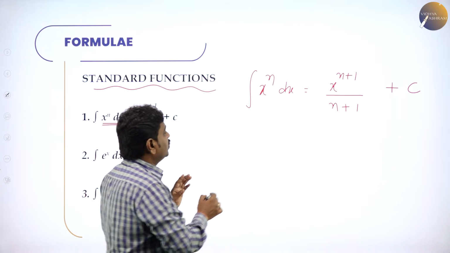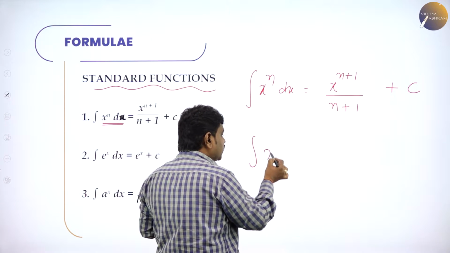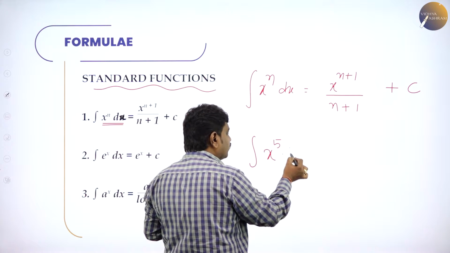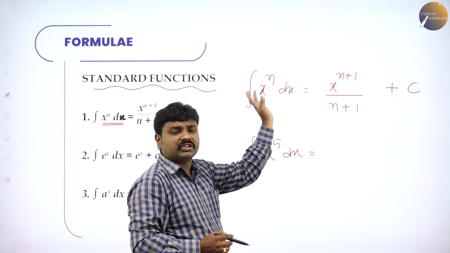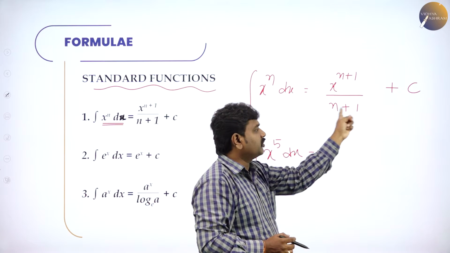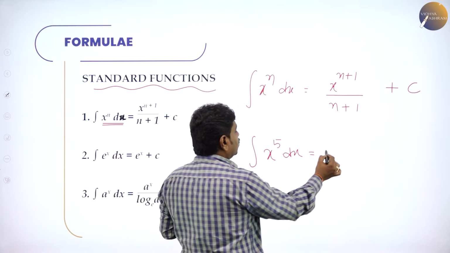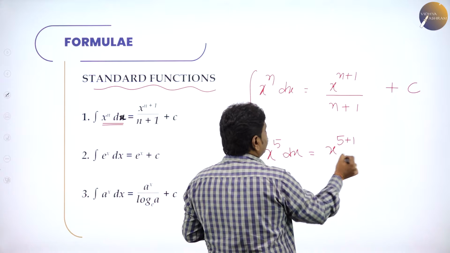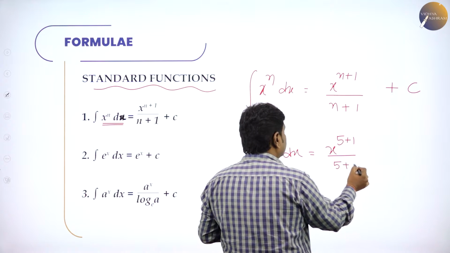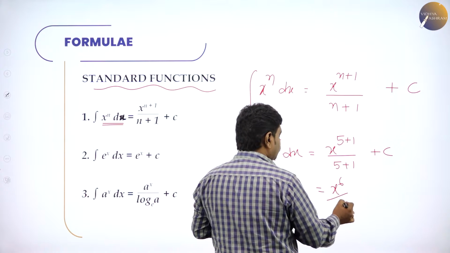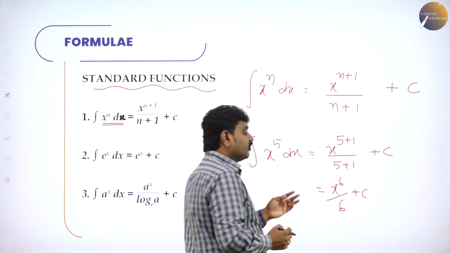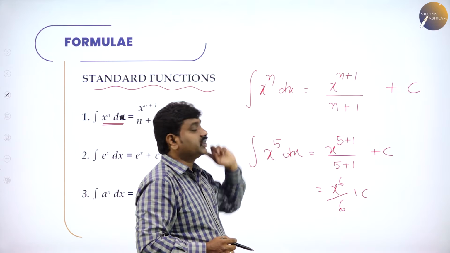My dear students, if the problem is like this, integration of x power 5 dx, it is in the form integration of x power n dx. What is integration of x power n dx? X power n plus 1 by n plus 1. So it becomes x power 5 plus 1 by 5 plus 1. So what is the answer? X power 6 by 6. And you can verify. You differentiate this, you will get that.